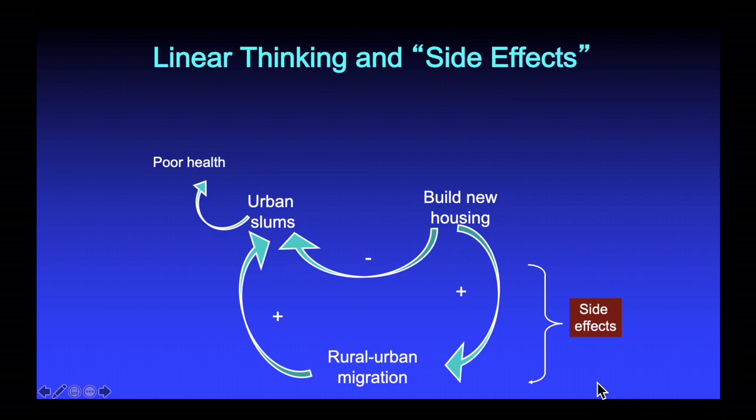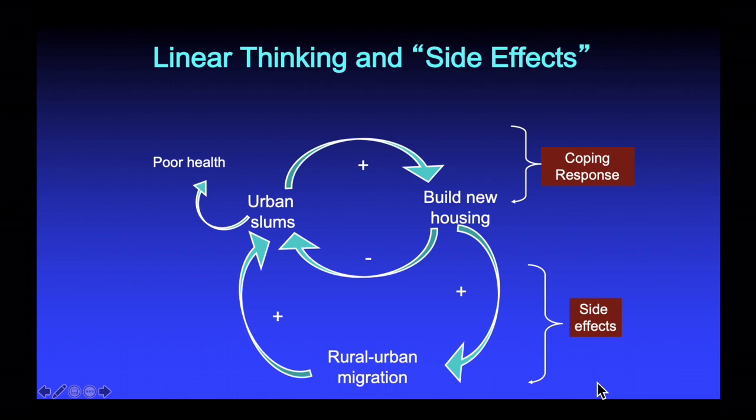Well, so we look at this and we say, that's a side effect of the problem. The solution was to build housing. A side effect is the migration. So what do we do? We cope. We build more housing in order to improve the health conditions in the urban areas. Of course, in the meantime, the side effects are continuing with migration, and the problem goes on, repeats itself over and over again. And we've seen this in many cities, as a matter of fact.